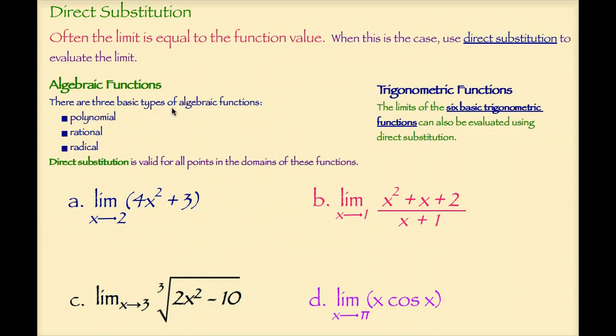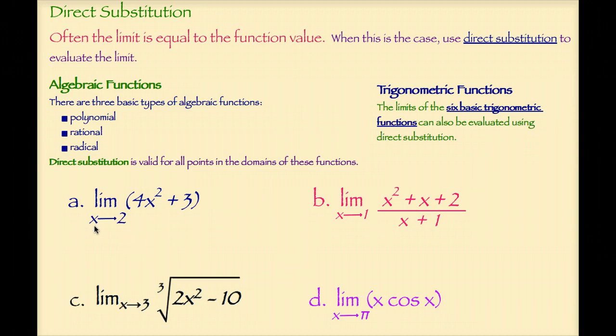The three basic types of algebraic functions: polynomial, rational, and radical. Direct substitution is valid for all points in the domains of these functions. Trigonometric functions. The limits of the six basic trigonometric functions can also be evaluated using direct substitution. Let's do a few examples.